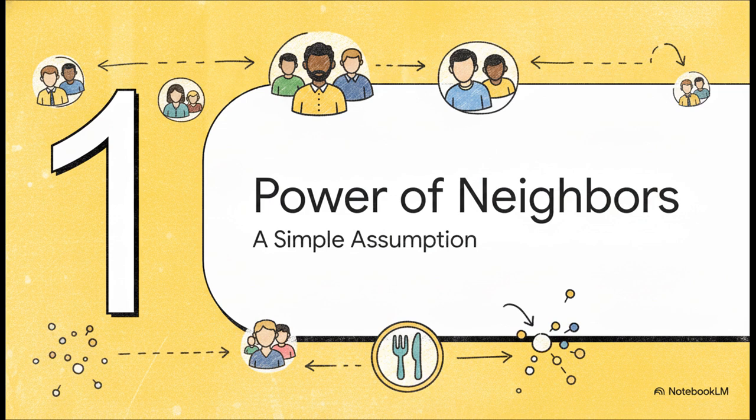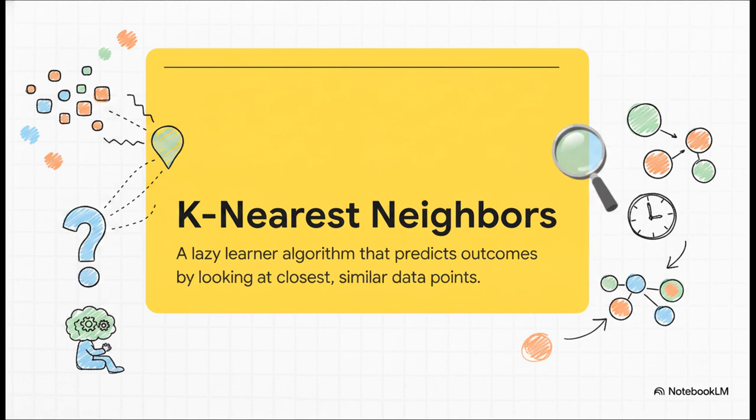Moving on to section 1, the power of your neighbors. Let's see how this builds into an actual machine learning model. How do we take that intuitive idea of asking people nearby for restaurant advice and actually turn it into a computer algorithm? All right, let's meet the star of the show. KNN is an algorithm that predicts an outcome by basically looking at the closest, most similar data points. But here's a funny quirk. You'll often hear data scientists jokingly refer to it as a lazy learner.